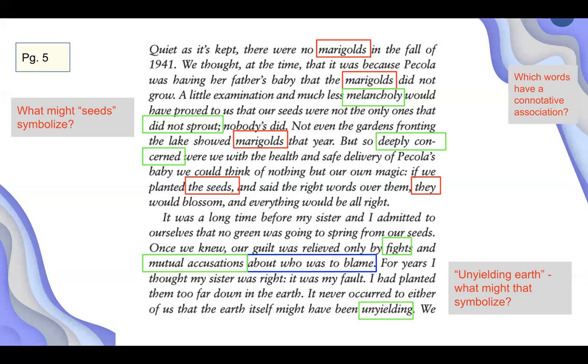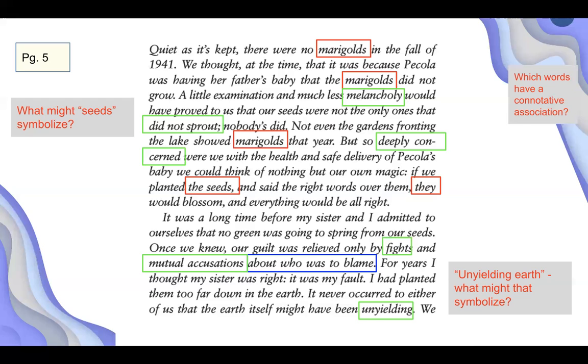I want you to also consider which words are going to bring up connotations, emotional associations. I've highlighted those in green. Melancholy, sadness. I'm thinking sadness. I'm thinking nervousness almost, right? Did not sprout, that phrase: oh, something didn't grow and something wrong has happened because it didn't grow. Deeply concerned, fights, mutual accusations, unyielding. If a crop is unyielding, the soil is not good enough to grow. It doesn't yield any fruit, okay?